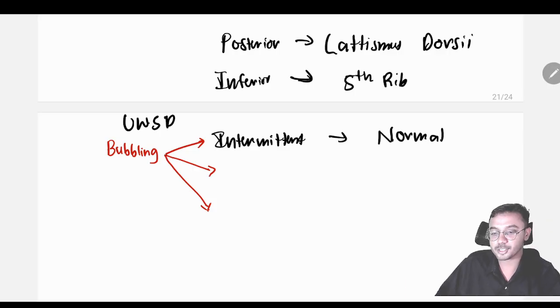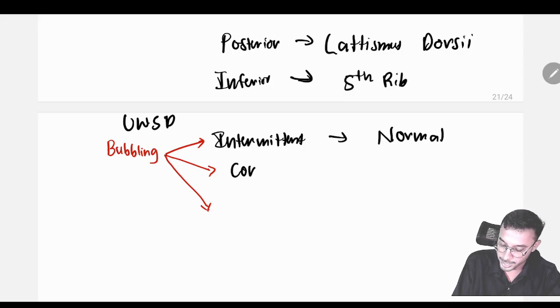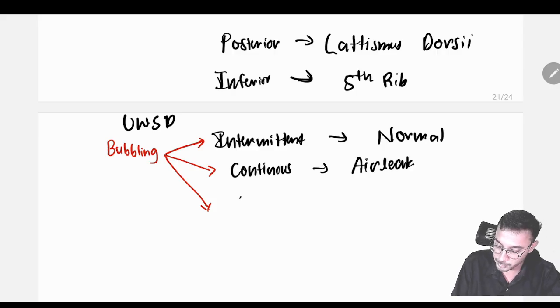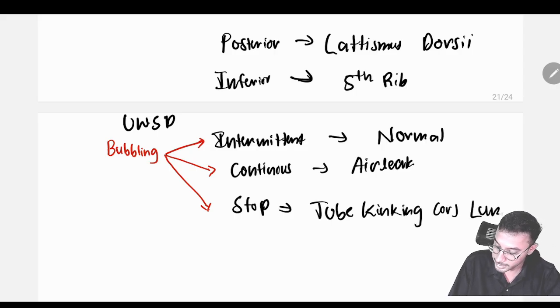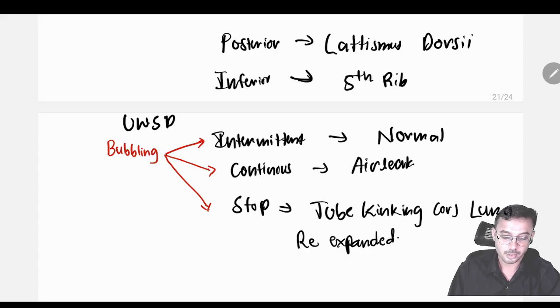So the ICD is connected to the underwater chamber. In that underwater chamber, if you find intermittent bubbling, that is normal. If you find continuous bubbling, that indicates an air leak. If there is no bubbling, the bubbling stops, then you can think that your tube got kinked or the lungs got re-expanded. Okay, so this is pneumothorax.